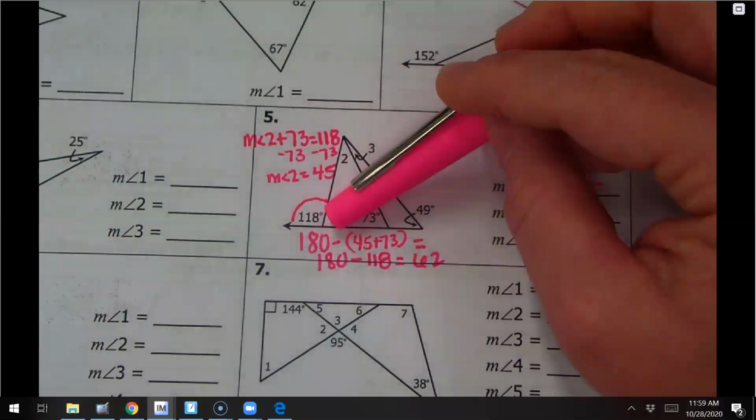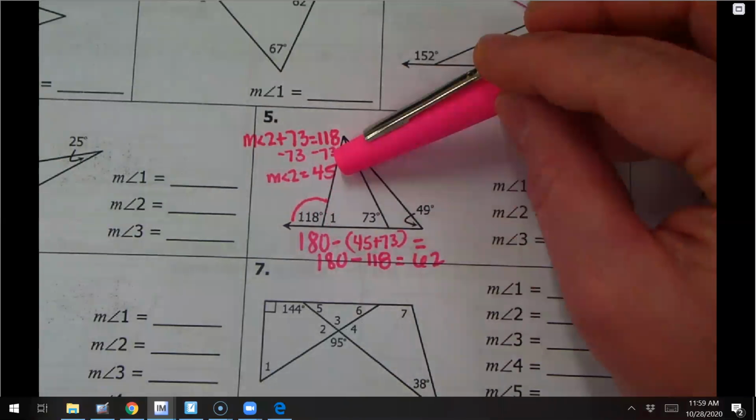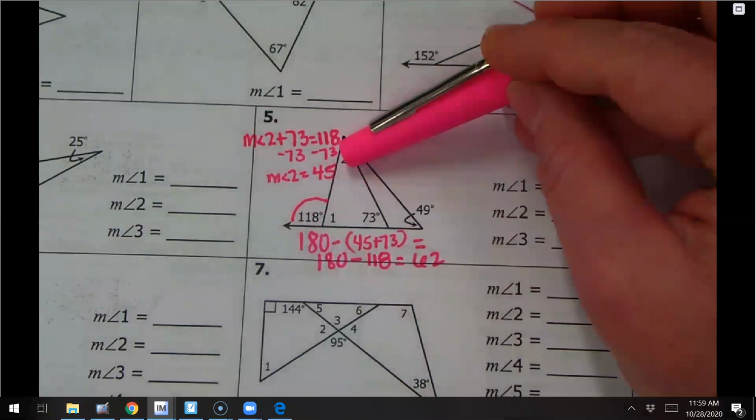Well, then to find 2, you already have these two, so then you can just subtract those 2 from 180. Lots of different ways.